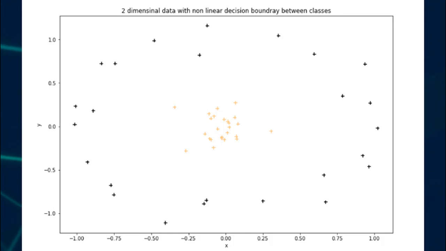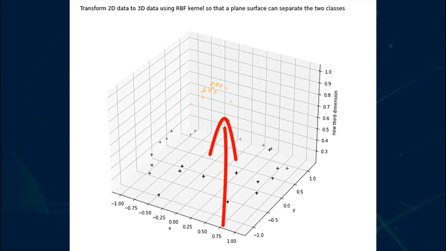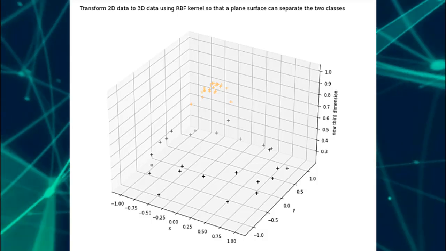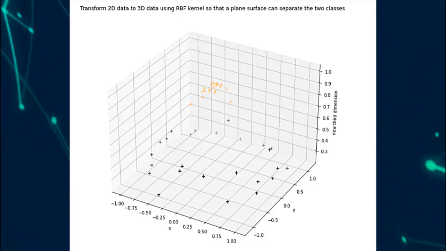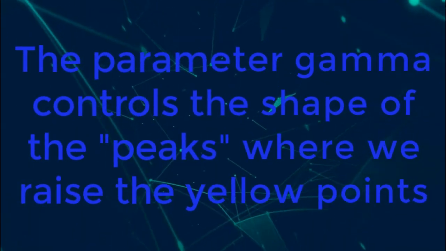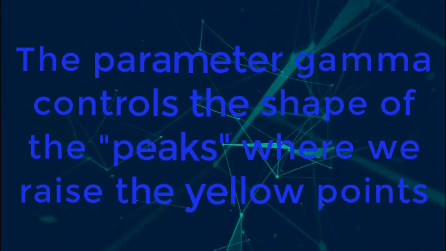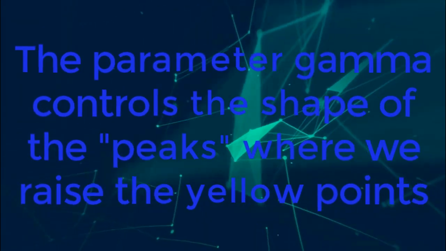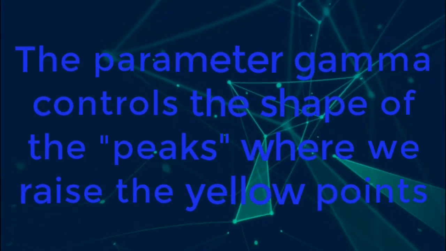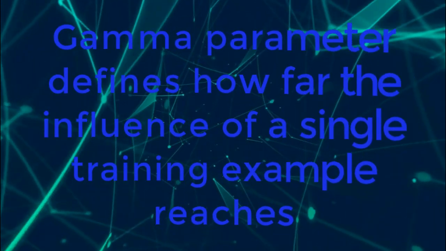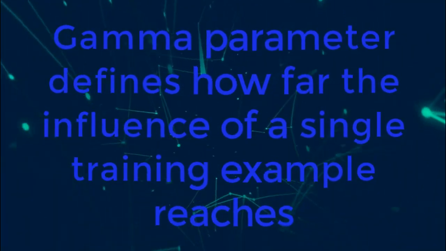With reference to the image on your screen, we can imagine raising the yellow points up, then we can separate them from the black points with a plane or hyperplane in the terminology of support vector machine. Let us assume that to raise the points, we use the RBF kernel. The parameter gamma controls the shape of the peaks where we raise the yellow points. A small gamma gives us a pointed bump in the third new dimension, and a large gamma gives us a softer, broader bump in the third new dimension.